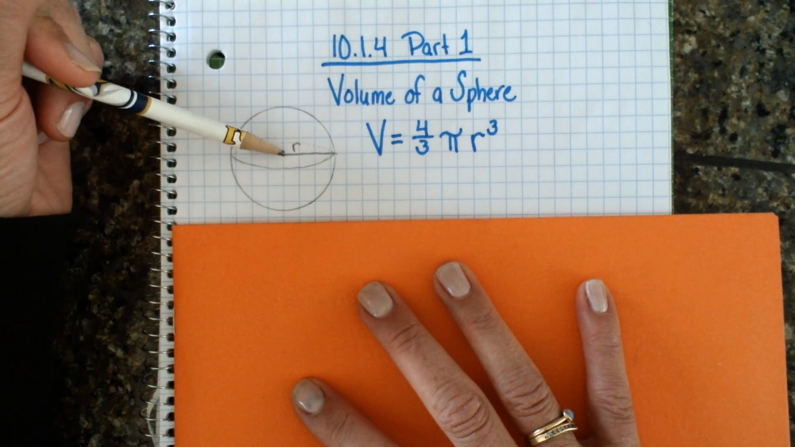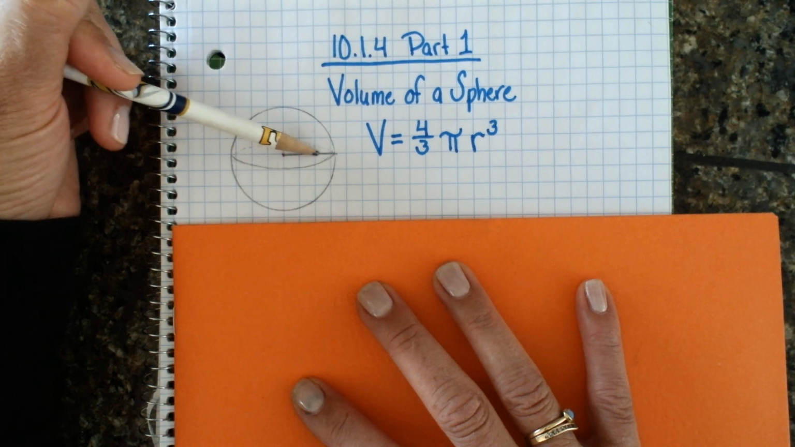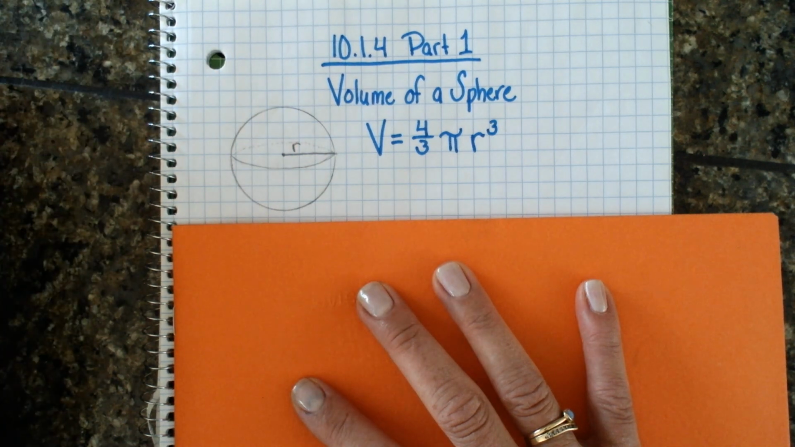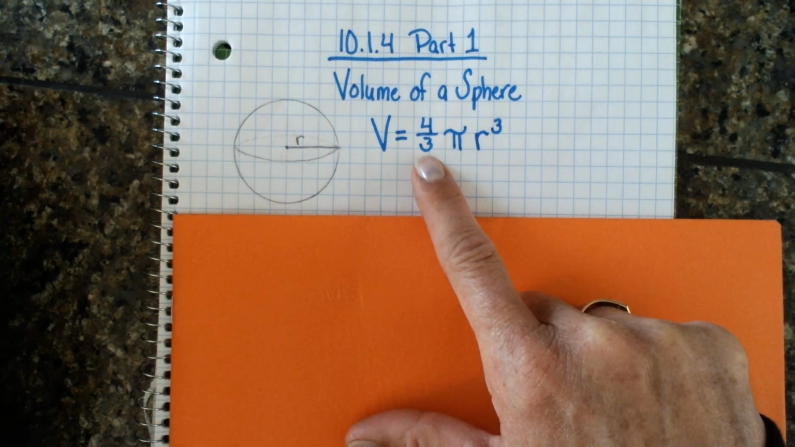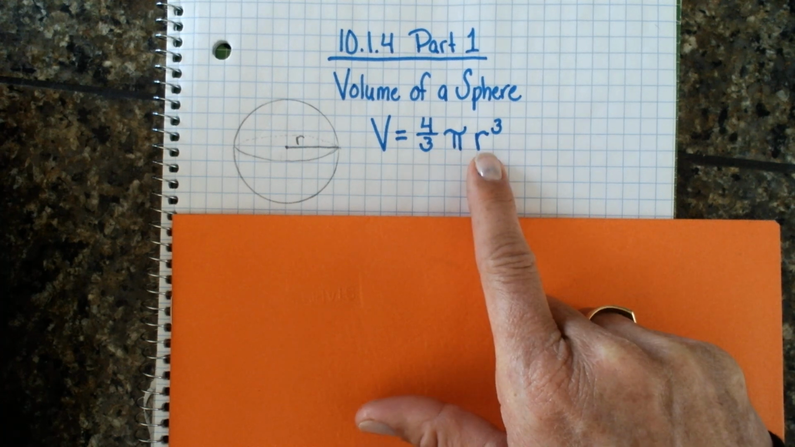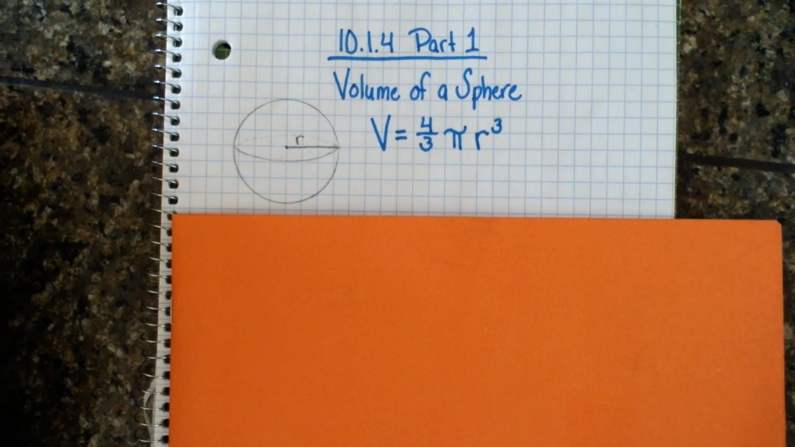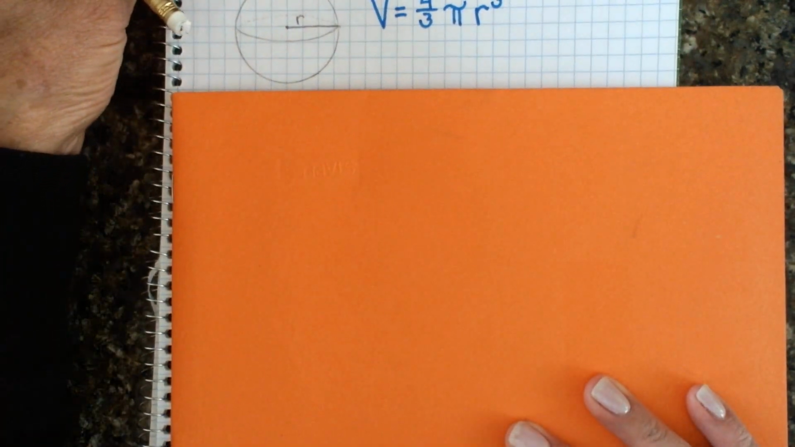And the other significant part of the sphere is the radius. So if you were in the very center of the sphere and you went straight out to the edge, that would be the radius. The formula for finding the volume of the sphere is 4/3 times pi times the radius cubed. So I'm going to grab my calculator and we will get started on our first example problem.